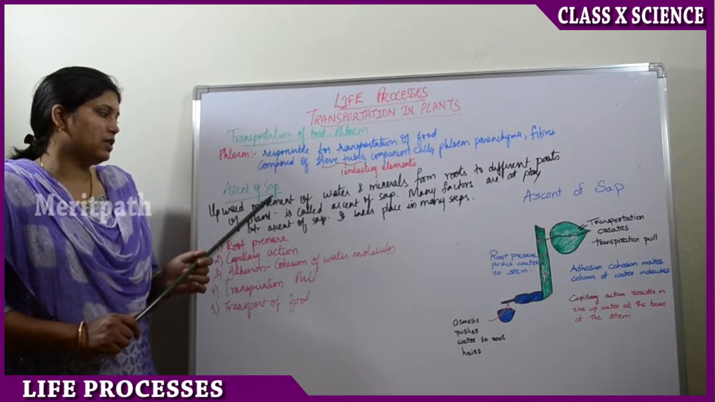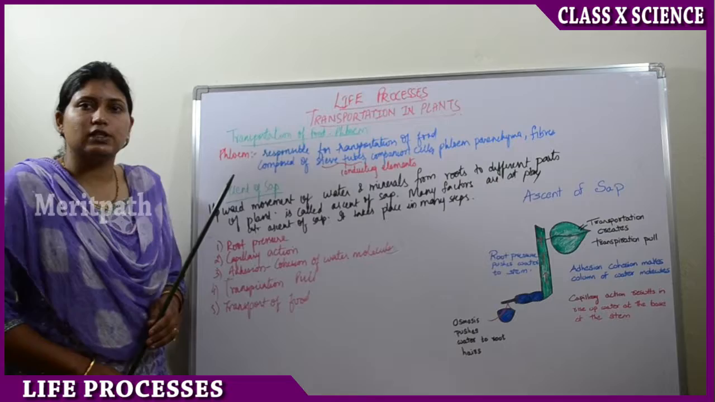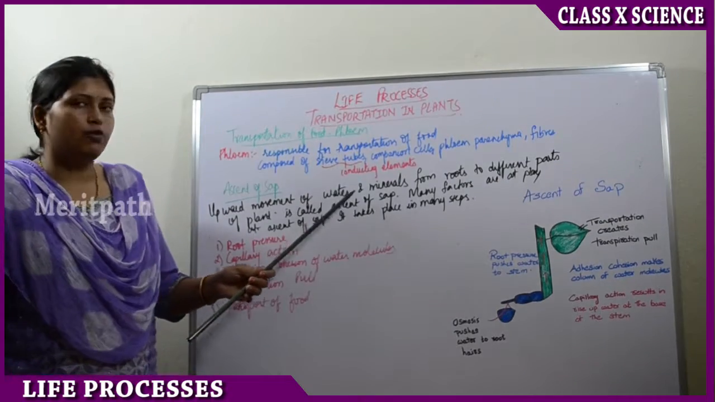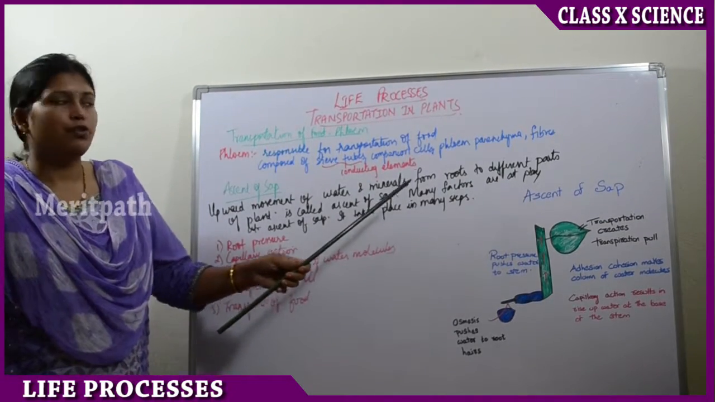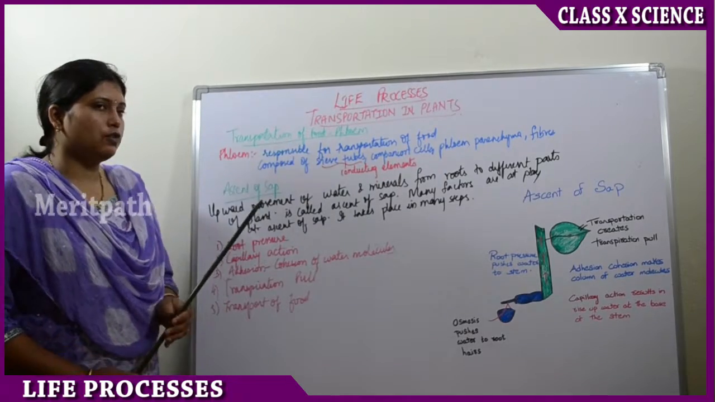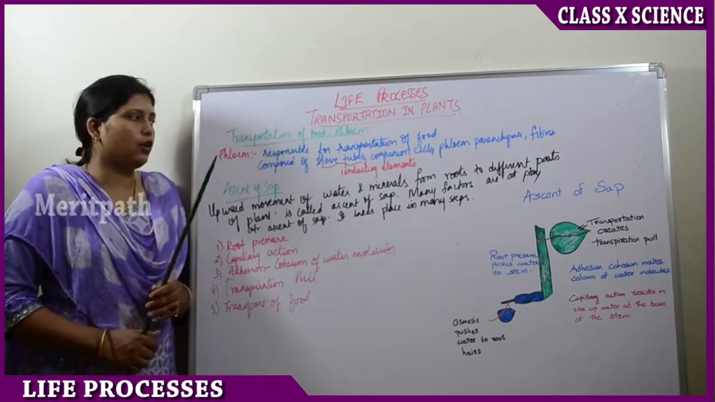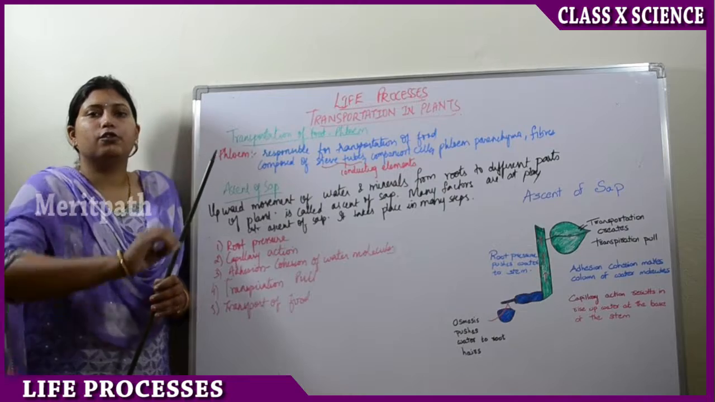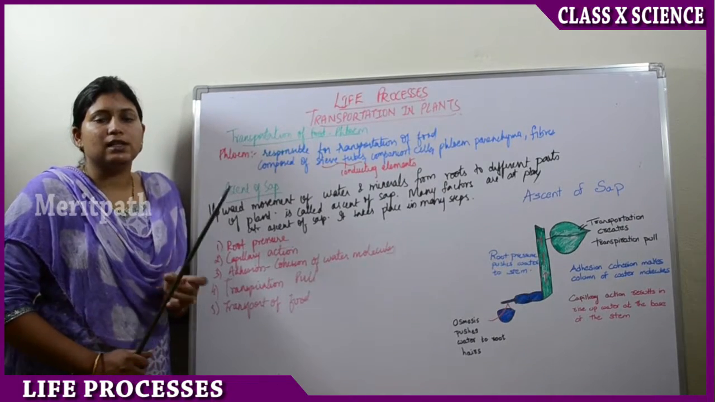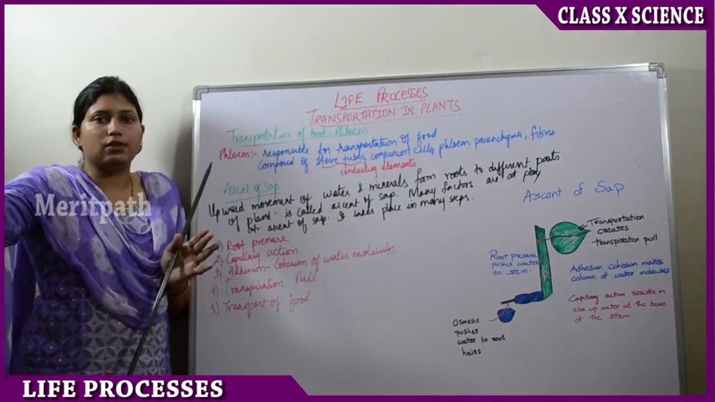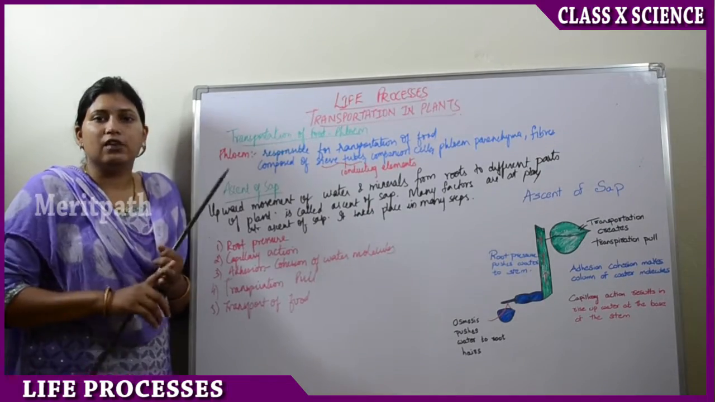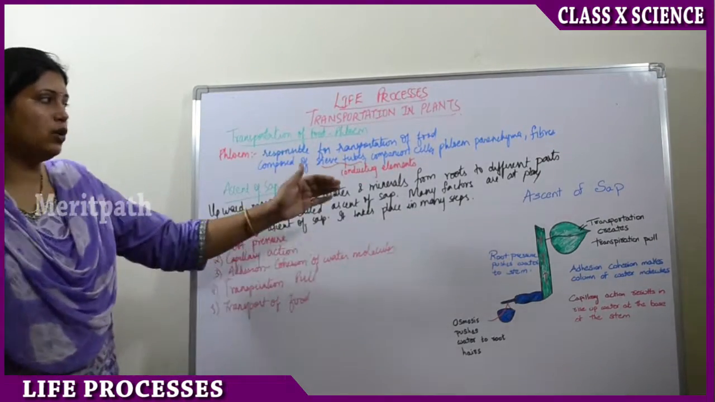So ascent of sap. What is ascent of sap? The upward movement of water and minerals from roots to different parts of the plant is known as the ascent of sap. So the upward movement of water and other minerals from the roots to the other parts of the plant, stems, leaves, etc. This is known as the ascent of sap.